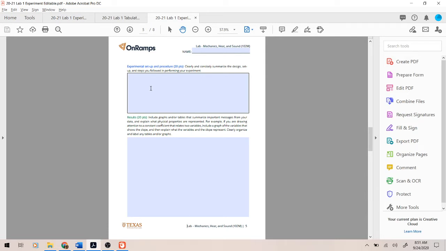But you need to indicate that you are using the setup in the video that is shared with you. Alright? So it's important that you state that you're using their video. So that's what you're going to do. And then clearly and concisely summarize the design. You basically explain the video setup and the steps you followed to perform your experiment.